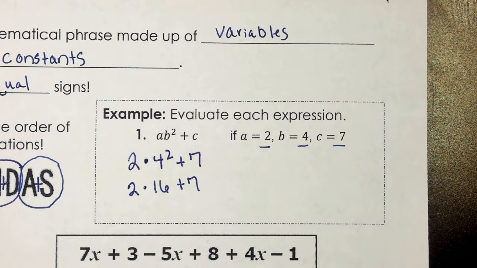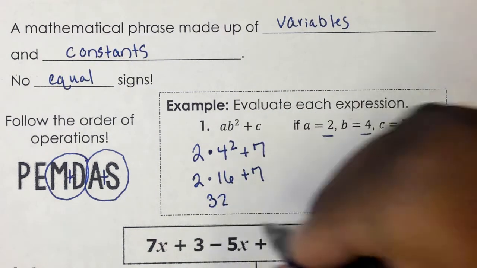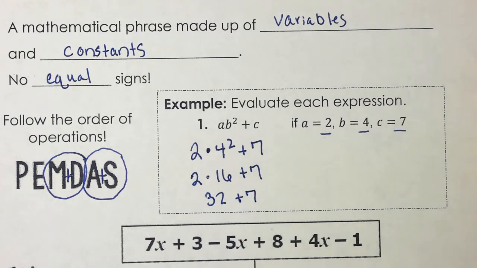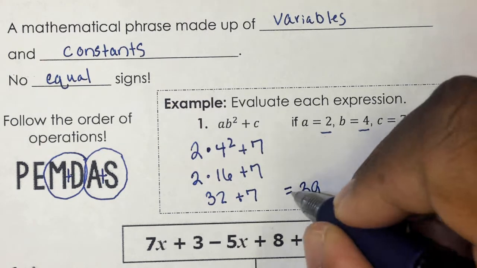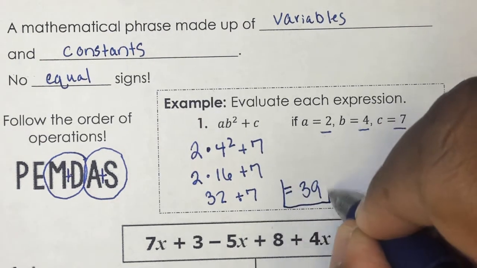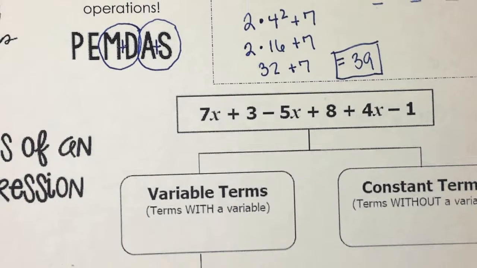And then after that, based on what we have next, we should do multiplication and division from left to right. From left to right, the only thing I see is multiplication. There is no division in this. So I'm going to do 2 times 16, 32, and then 32 plus 7, 39. Like I said, that should be familiar to everybody. I mean, we're just daily stepping this thing right now. Moving down.